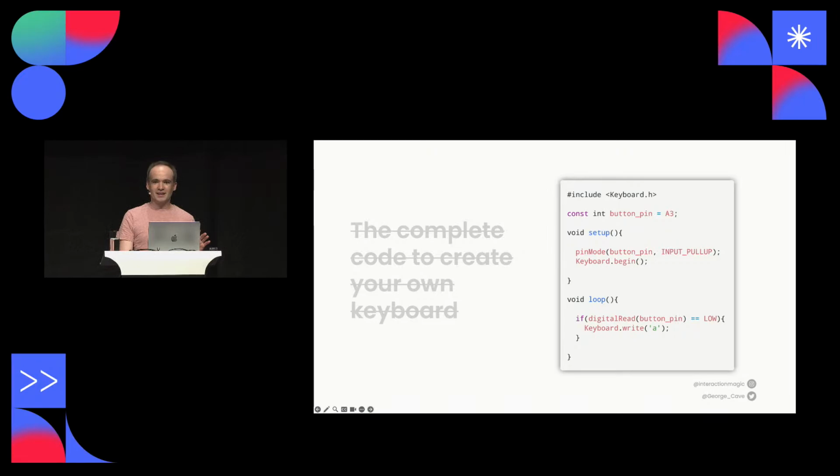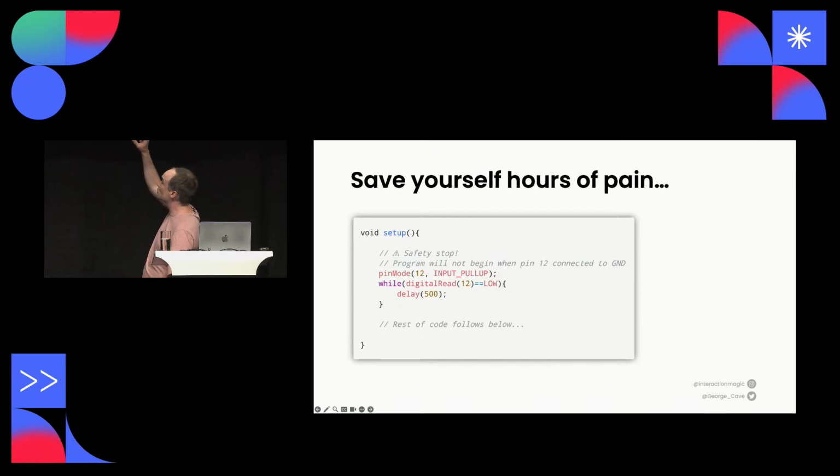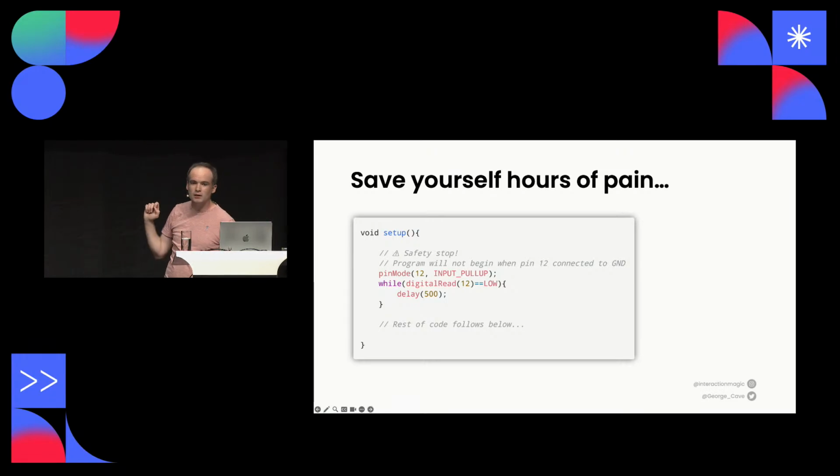So please save yourself hours of pain. And when you write this sort of code, add a small safety stop right at the beginning. And I'll share all the code in these examples in a link at the end of the presentation. And it means if the worst happens, you can plug a little wire into, in this case, pin 12 on your Arduino, and it will sit in this loop as a break, and it won't go on any further.